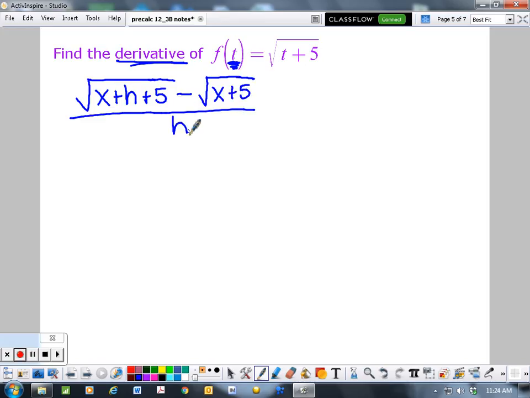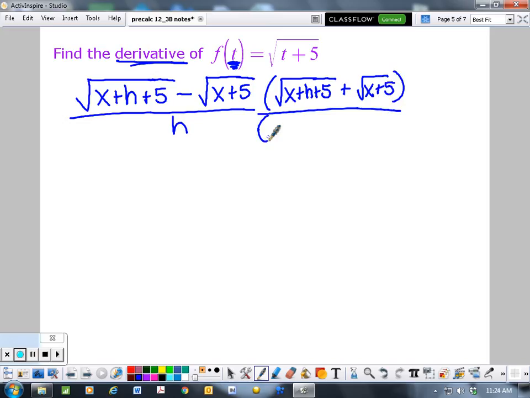So again, we're set up to do the same sort of thing as before. We have to get rid of those square roots on the top. So we multiply by that conjugate, the square root of x plus h plus 5 plus the square root of x plus 5. So we do that on top and bottom.